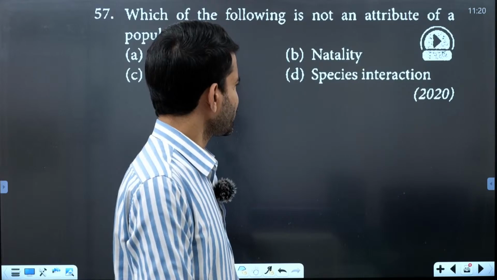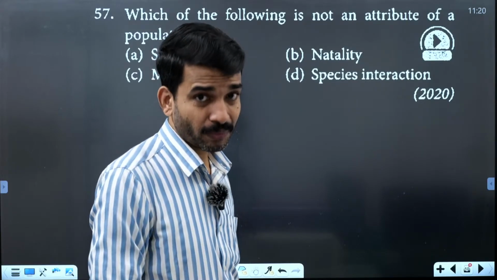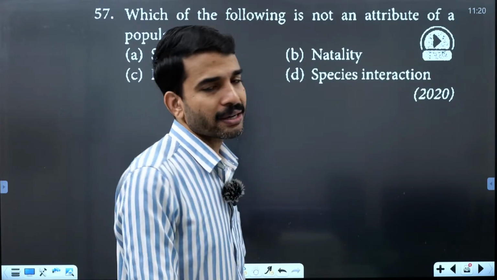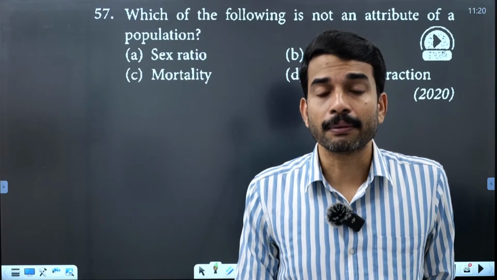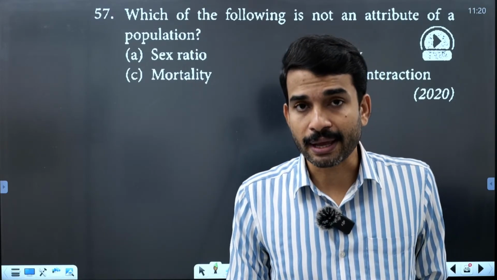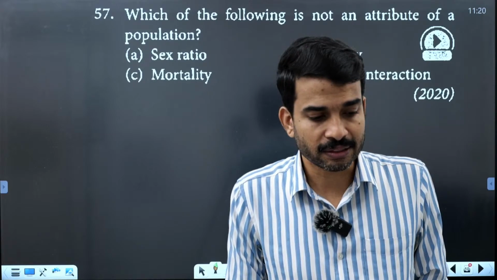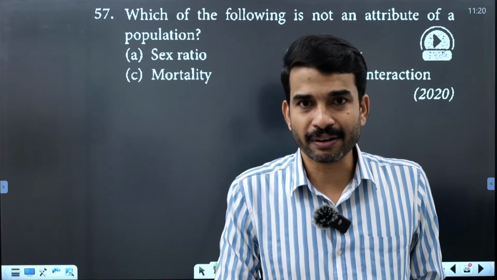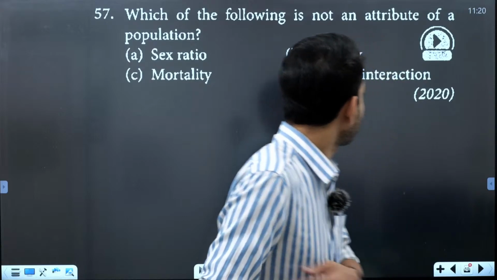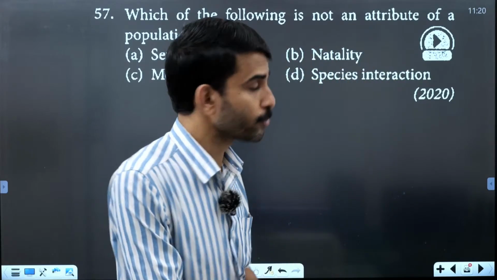We'll just go with D. The others you can see in the textbook, right? Sex ratio they have given, then what we call per capita birth rate, per capita death rate, all those matters are there. So take species interaction as the better option.